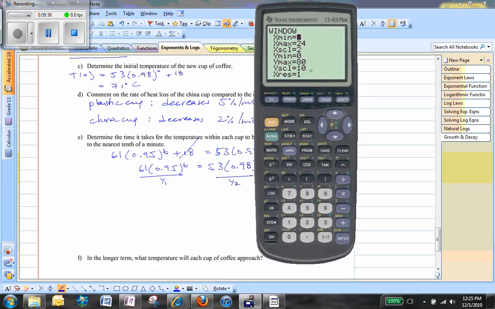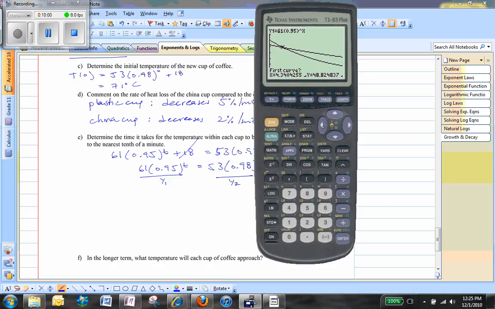Why? Because I know that the highest temperature for the coffee in the plastic cup is 79, so I want to go at least to 80. And I'm going to go up by 10. So I'm going to graph it, so it's going to look like this. And then I want to find where they intersect. So right here, this is what I'm trying to find. So second, trace, intersect, which is number 5.